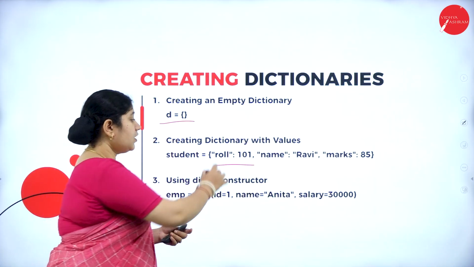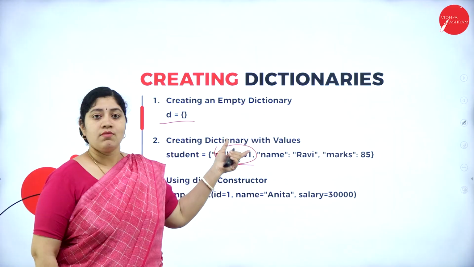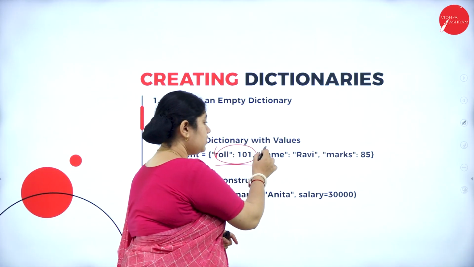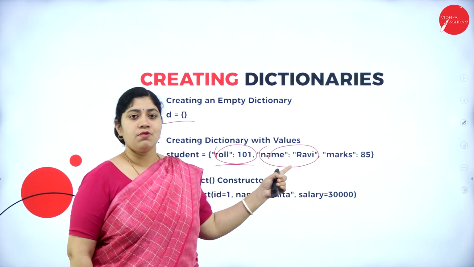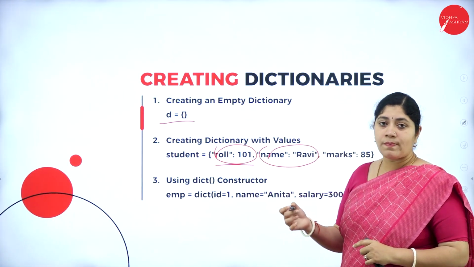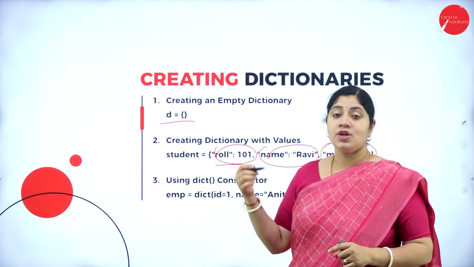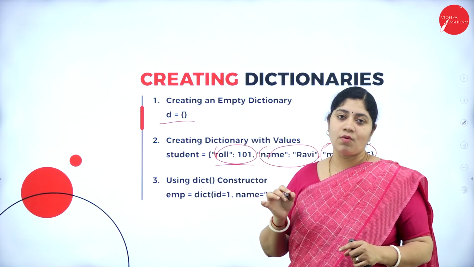So you can see here the roll number is 101 and it forms a key value pair. That's the first key value pair. The second key value pair is name Ravi. Okay, this is the second key value pair. Next, the third key value pair is all about the marks scored by Ravi. So, this is how we will be pairing key with a value.